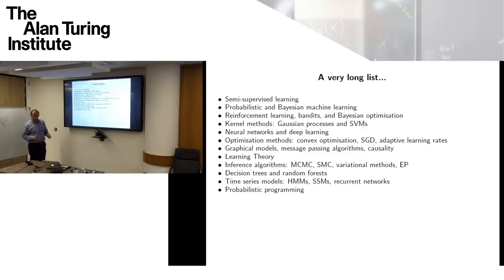Learning theory. Learning theory tells us how to measure the predicted performance of a learning algorithm on future data, how to predict how well it's going to do on future data with bounds. So usually learning theory gives us bounds on predicted performance on held out data. Then inference algorithms, things like MCMC, sequential Monte Carlo, variational methods.